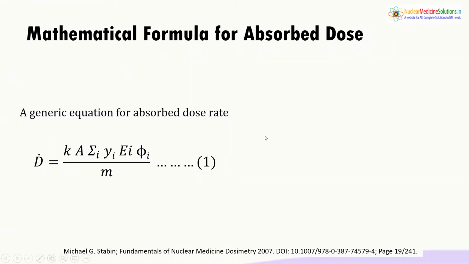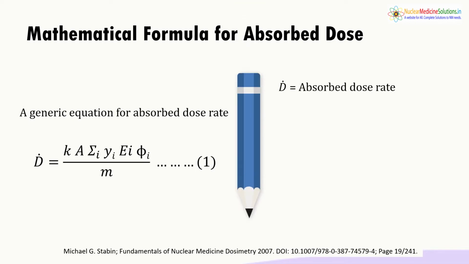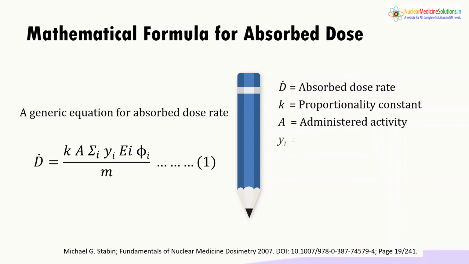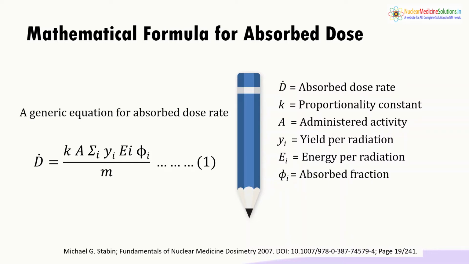This is the equation where we left in the last presentation, and we saw the generic equation for absorbed dose rate, which is D dot equal to K A sigma i Y i E i phi i divided by M, where D dot is absorbed dose rate, K is proportionality constant, A is administered activity, Y is yield per radiation, E i is energy per radiation, phi is absorbed fraction, and M is mass of the target organ.